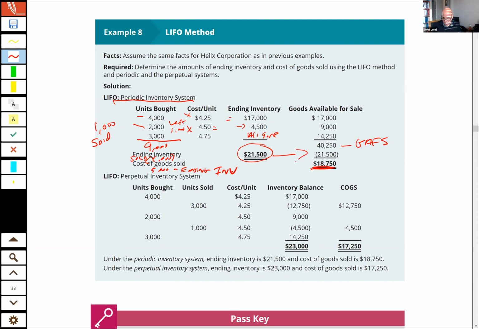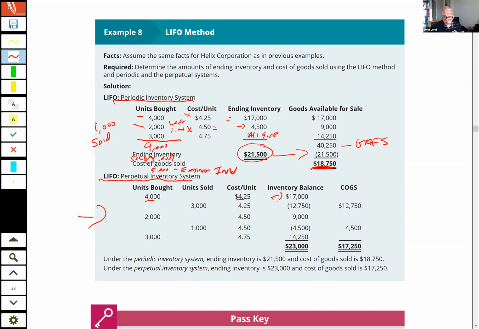Now, I know it's kind of easy to go into a little bit of a coma here, so come back to me, because this is where we see how there will be a difference between periodic and perpetual under the LIFO cost flow assumption. So what happens here? Well, you bring in these 4,000 units at 425, and you've got the 17,000 in your inventory. Then when you sell, and remember the problem said that 3,000 were sold immediately after you bought that first batch, before you bought the second batch, I don't have any other cost. All I have is 425 in my accounting system at that point.